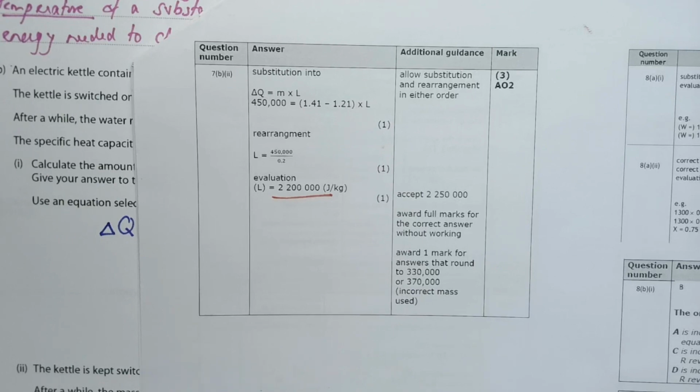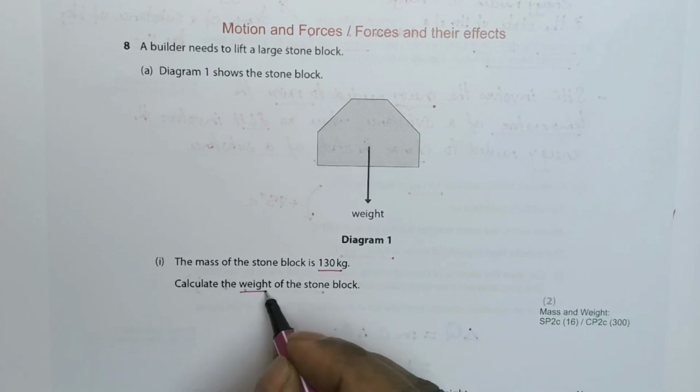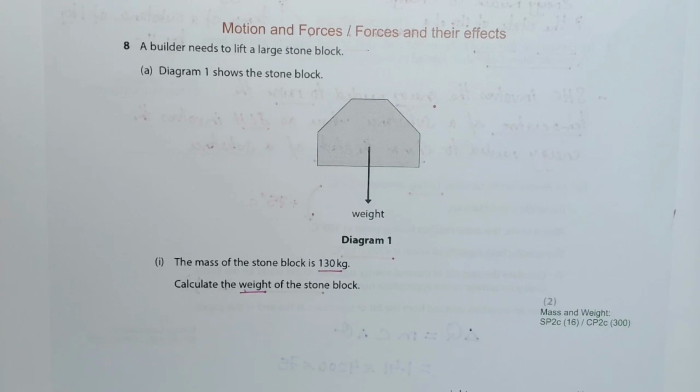Moving on to question number 8. Question 8 was on motion and forces and their effect. Question 8, a builder needs to lift a large stone block. Diagram 1 shows the stone block. The mass of the stone block is 130 kilograms, so that's your mass. Calculate the weight. A lot of you made mistakes on this, which you shouldn't have.